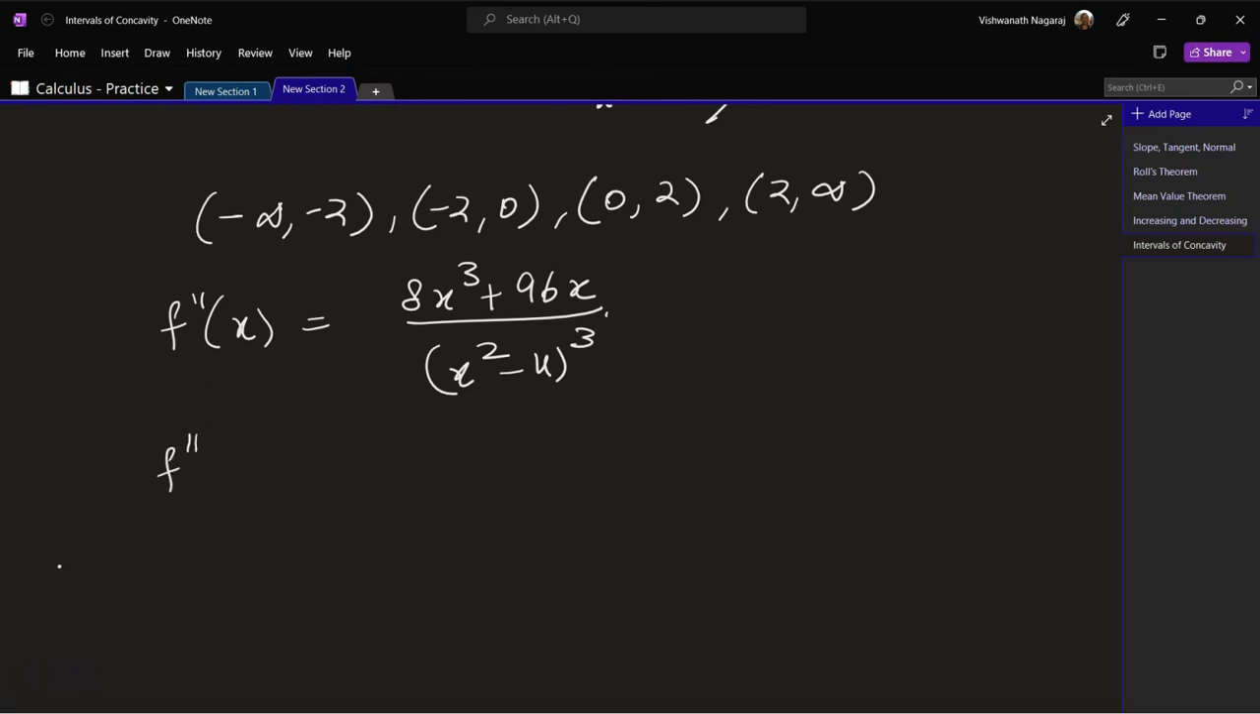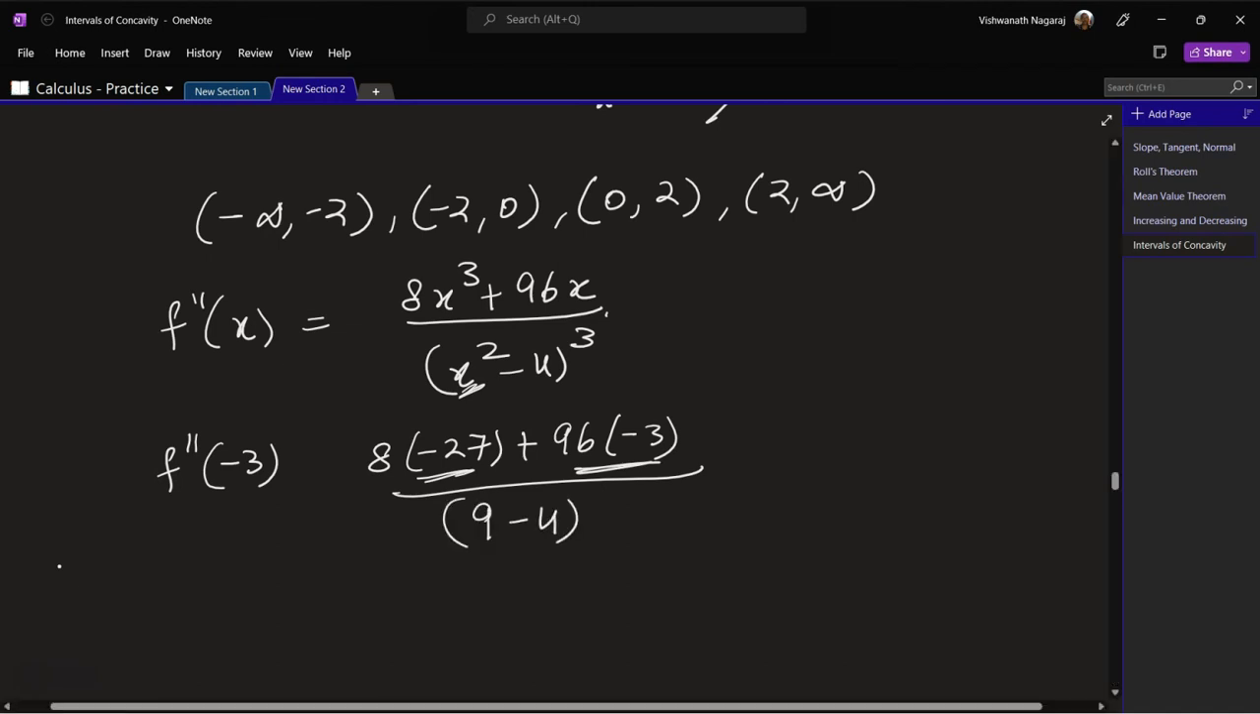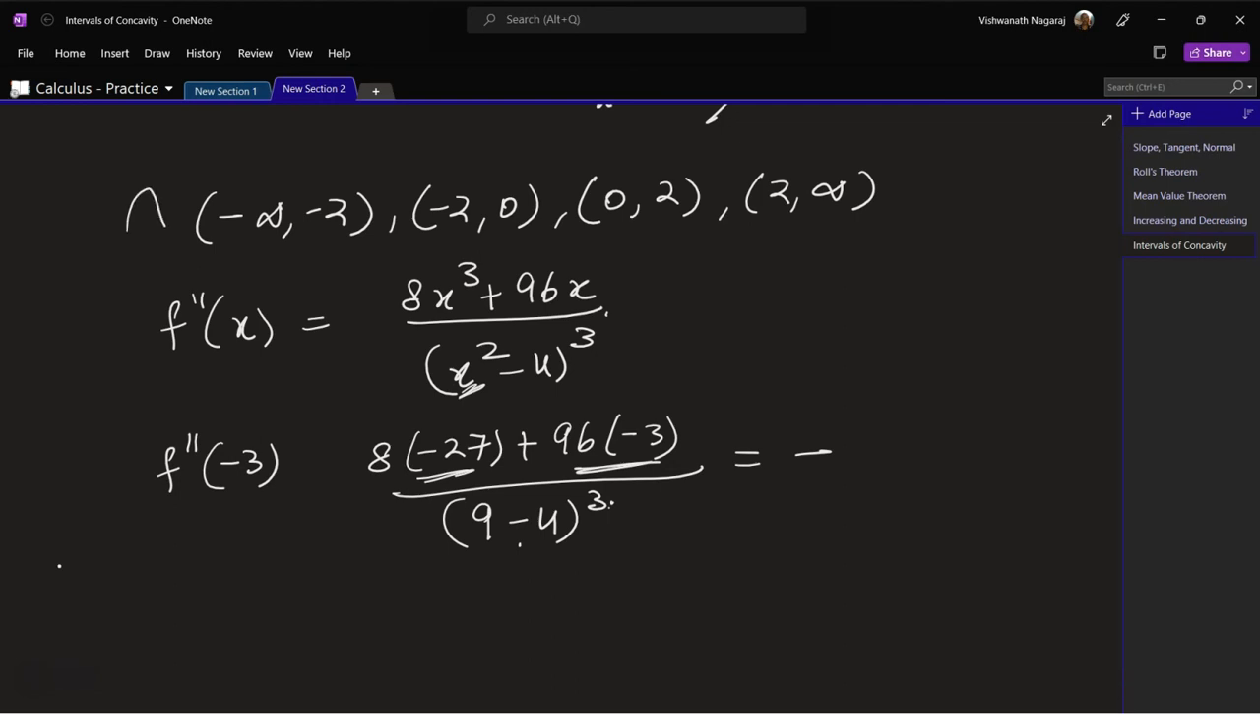Okay, so f double prime of minus 3 will give us what? We will have 8 times minus 27 plus 96 times minus 3. So this is going to be negative, this is going to be negative. Okay, divided by minus 3 square, so this will become positive. So 9 minus 4 cube. This is a positive number. Cube is positive. So this means this is going to be negative. So that means this will be concave down.